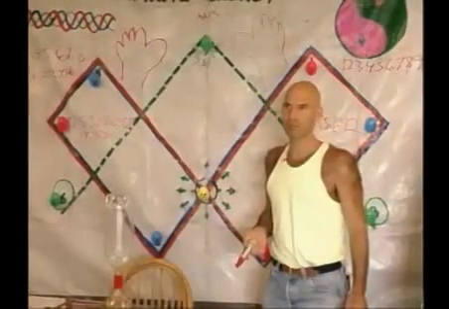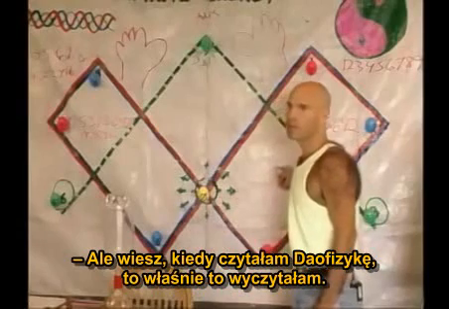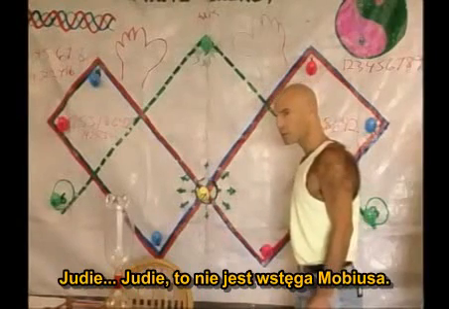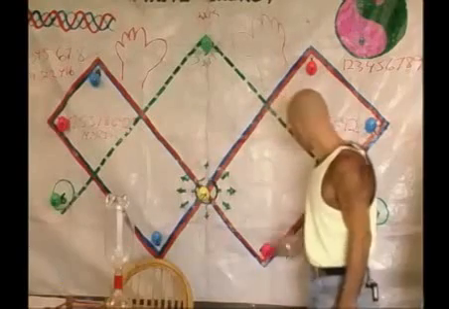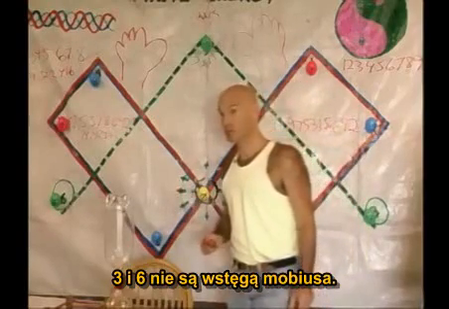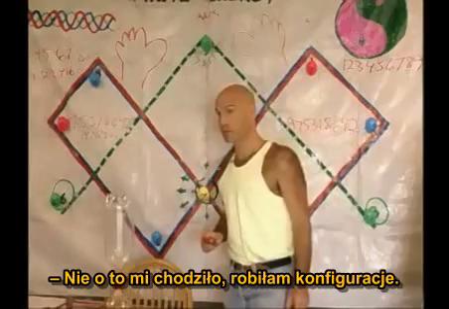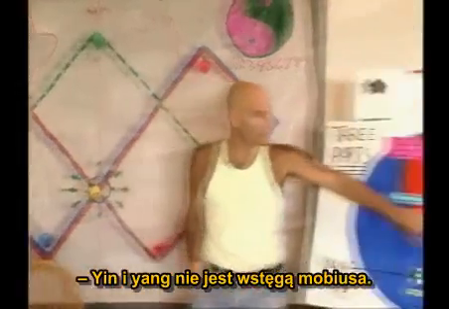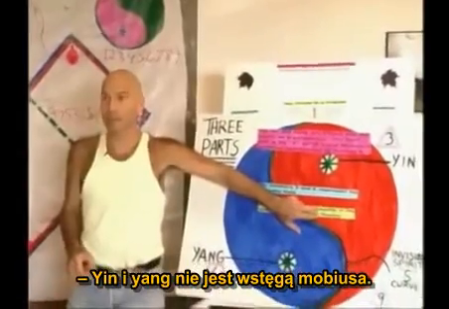When I read the Tao of Physics, this is why I read that. Judy, this is not the Mobius strip. The 3 and 6 is not the Mobius strip. No, that's not what I meant. I was doing a configuration thing. But there are not three parts in the yin and yang, because it is not the Mobius strip.